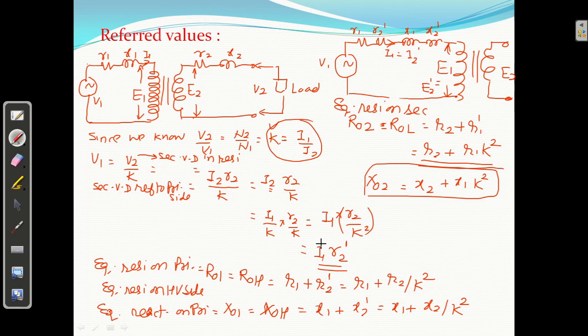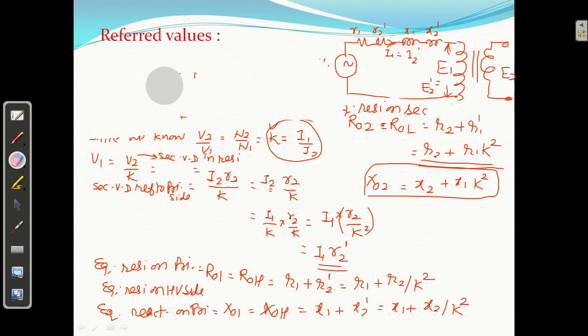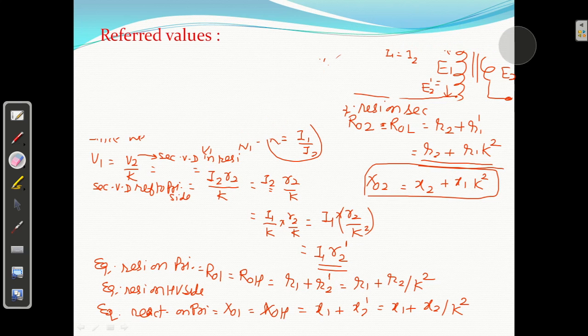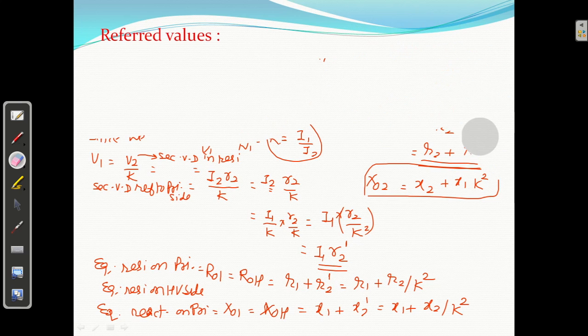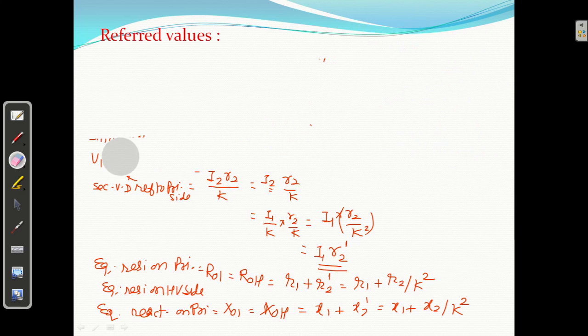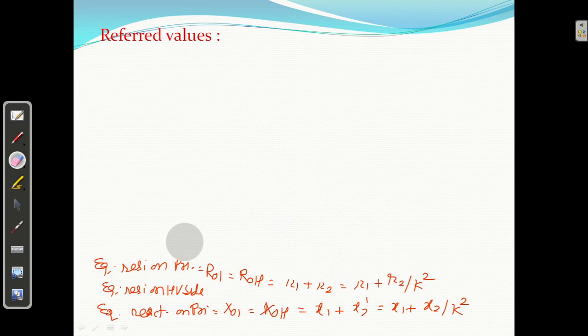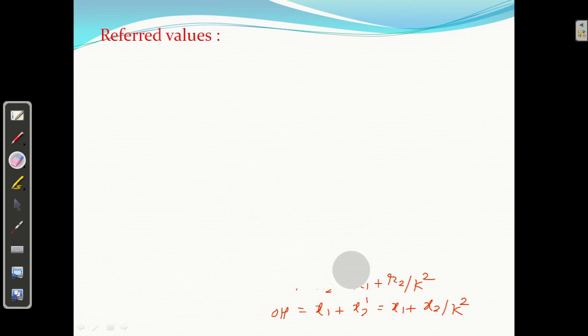Okay, I have taken this to clear your concept. Now I am rubbing it. Only this you can refer primary to secondary or secondary to primary only to make the calculation simple. You can do it on paper only, not in actual case. Okay, and the last part I am going to discuss, that is the no load equivalent circuit.